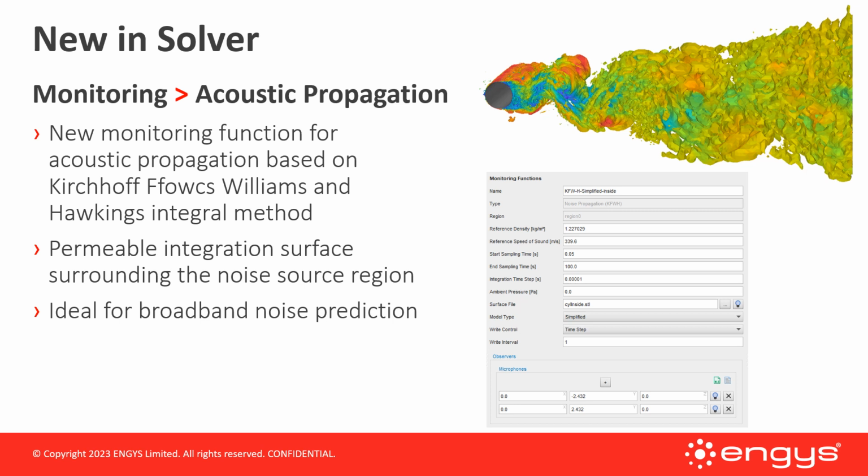The Kirchhoff-Fowlkes-Williams-Hawkins acoustic analogy is a CFD model that predicts broadband noise from turbulent flows using a permeable integration surface surrounding the noise source region. It accounts for solid boundaries and moving sources, making it ideal for various broadband noise predictions.